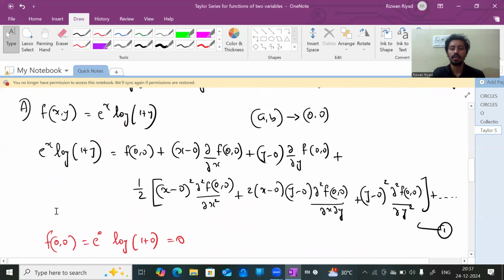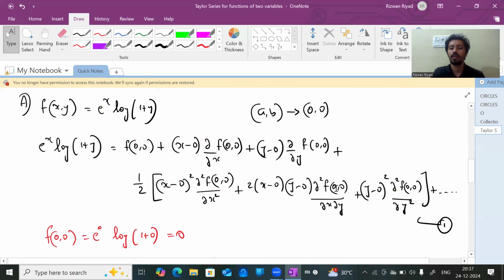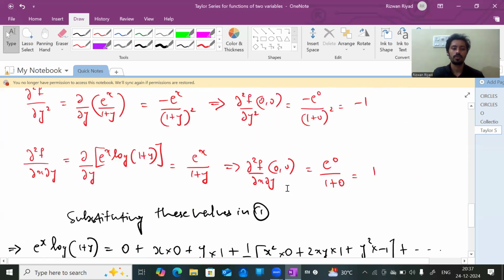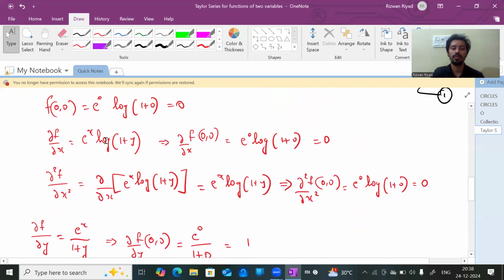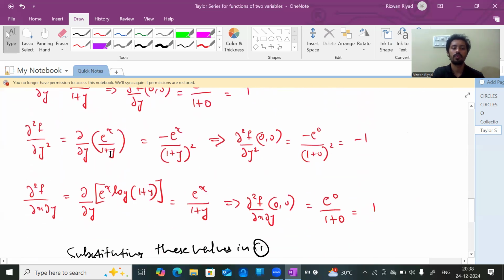That also we need here. Here we need ∂²f/∂x∂y. Let's find it. So that means what? First, you have to differentiate it with respect to x. Then you have to differentiate with respect to y. So ∂/∂x first. If you differentiate with respect to x, you will get the same function. ∂f/∂x is what? Same function only. e^x log(1+y).